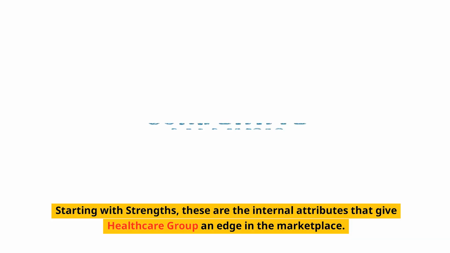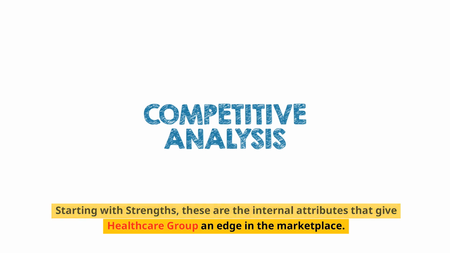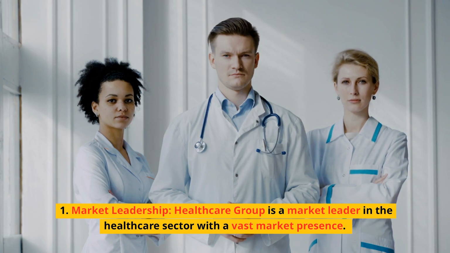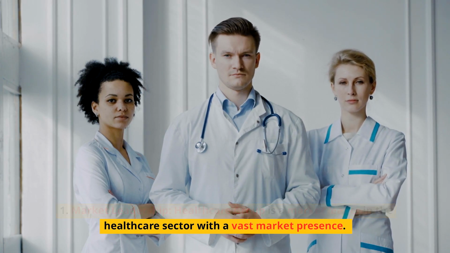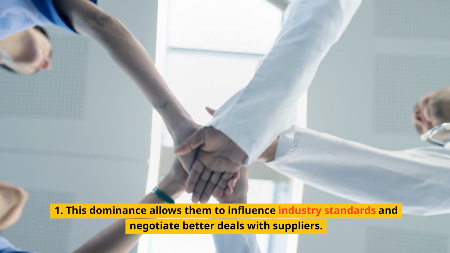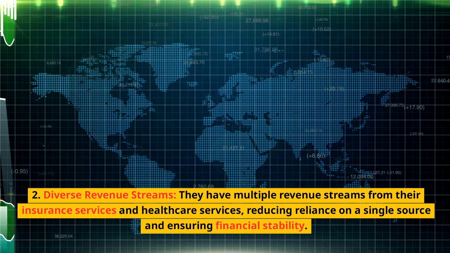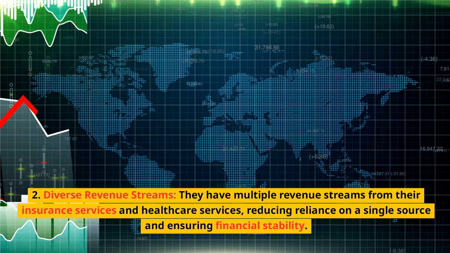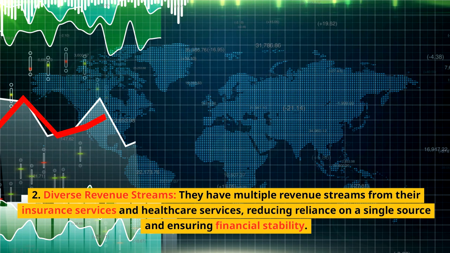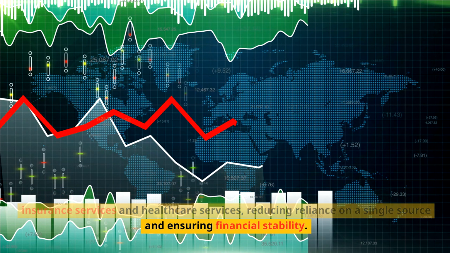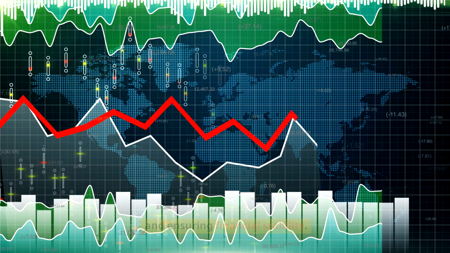Starting with strengths, these are the internal attributes that give Healthcare Group an edge in the marketplace. Market leadership: Healthcare Group is a market leader in the healthcare sector with a vast market presence. This dominance allows them to influence industry standards and negotiate better deals with suppliers. Diverse revenue streams: they have multiple revenue streams from their insurance services and healthcare services, reducing reliance on a single source and ensuring financial stability.